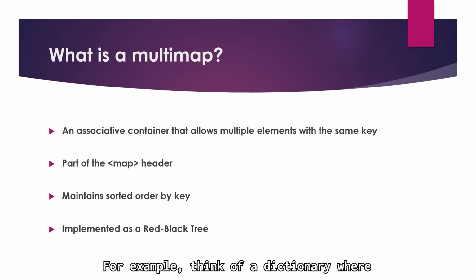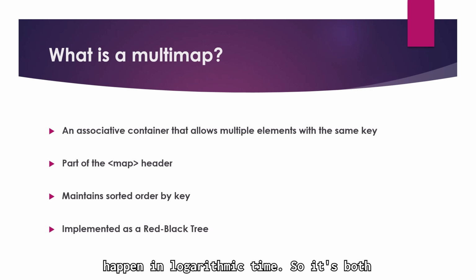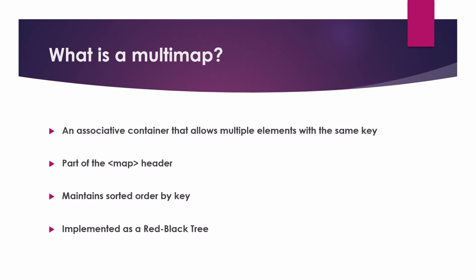For example, think of a dictionary where one word has multiple definitions or a student receiving multiple grades. It's included in the map header, and just like map, it keeps its elements sorted by key. Internally, it's powered by a red-black tree which ensures the insertions, deletions, and lookups happen in logarithmic time. So it's both elegant and efficient.